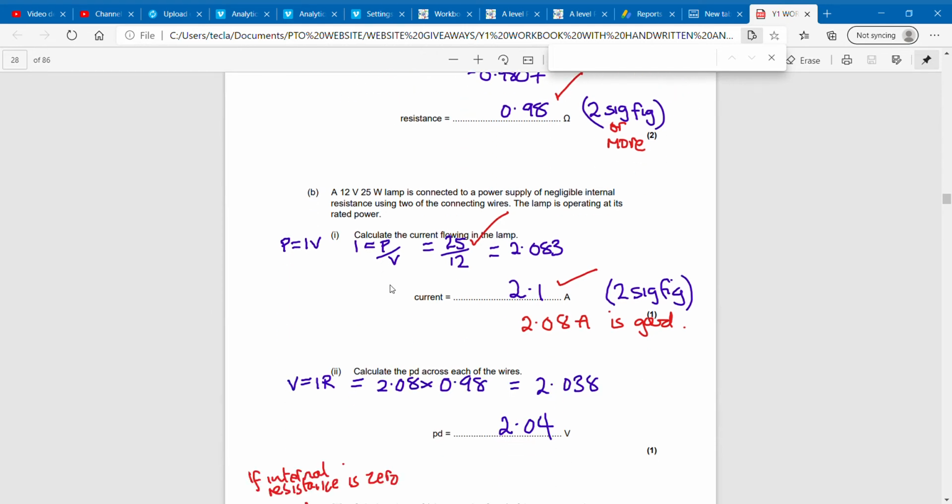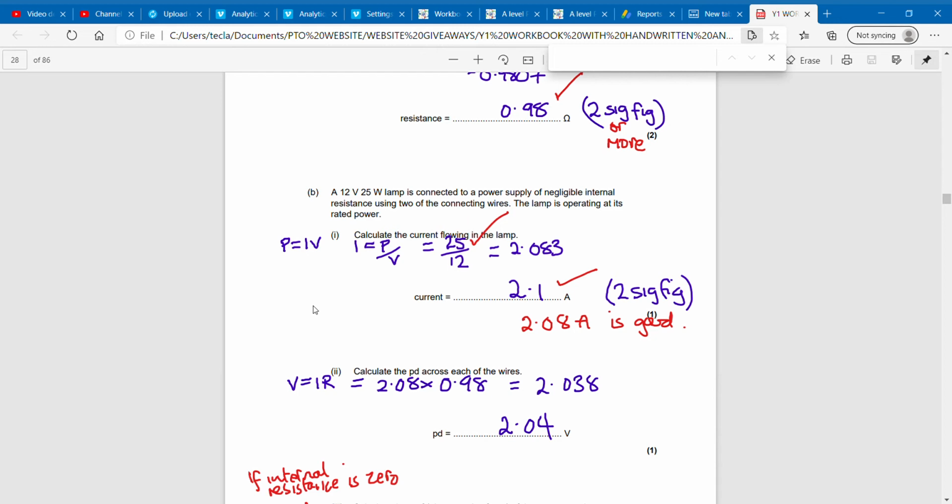Okay, B, part 1. A 12 volt, 25 watt lamp is connected to a power supply of negligible internal resistance using 2 of the connecting wires. The lamp is operating at its rated power. Calculate the current flowing through the lamp.